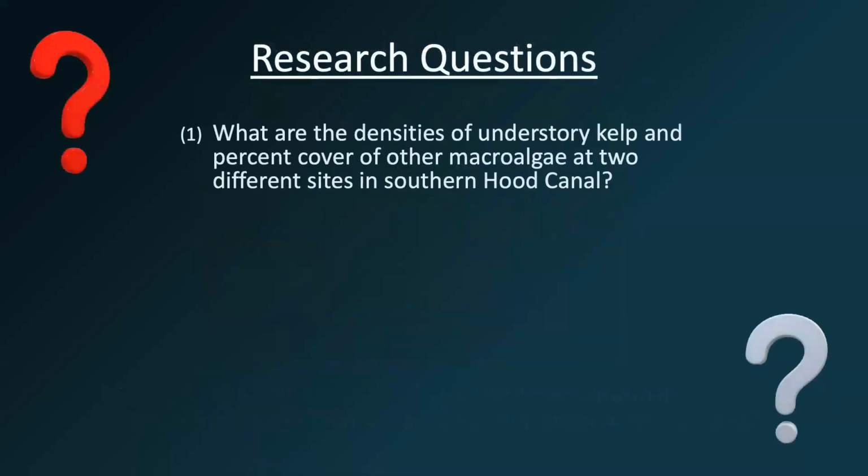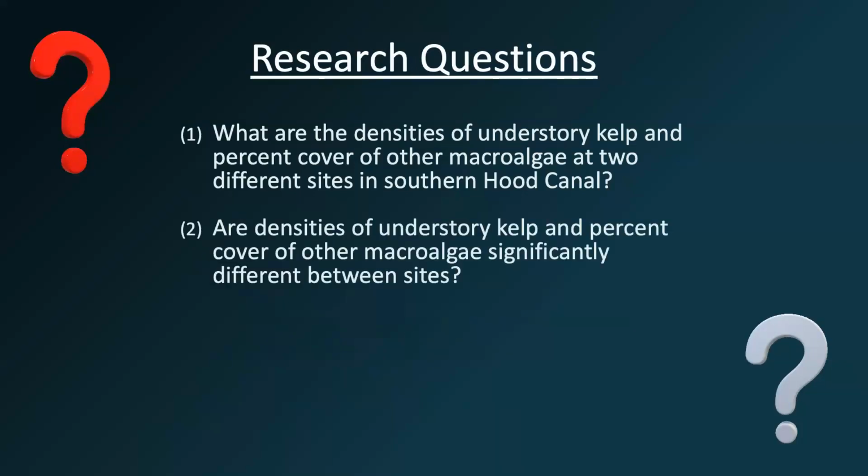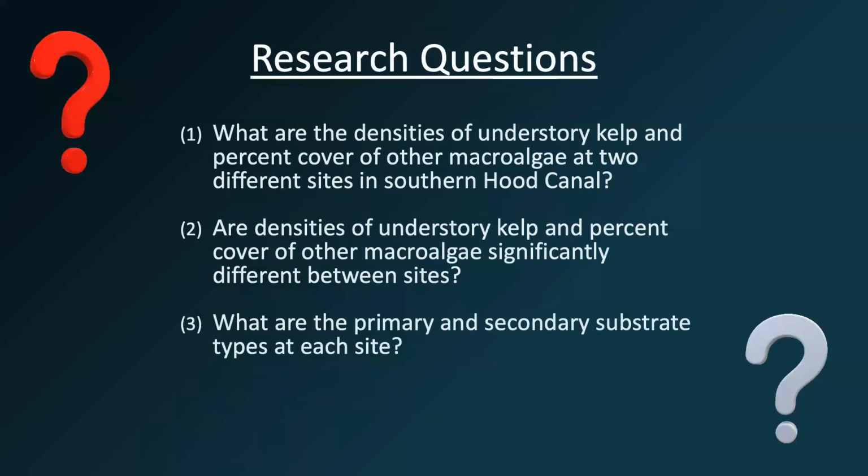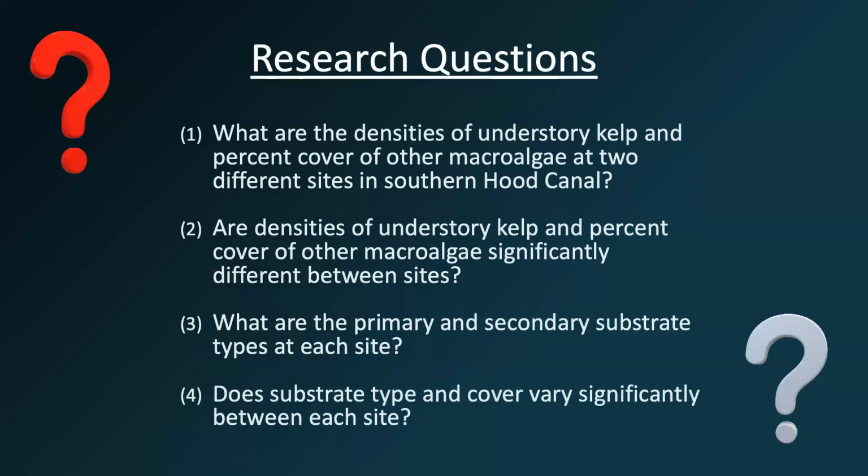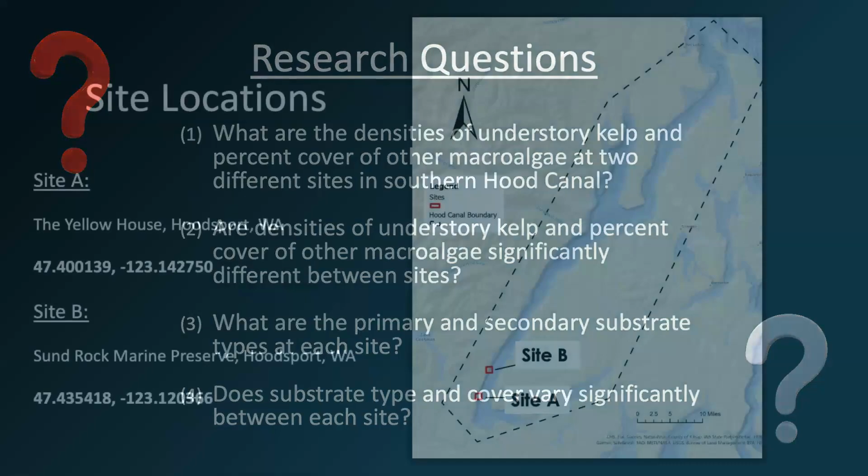To do that, I have a few research questions here. Number 1, what are the densities of understory kelp and percent cover of other macroalgae at 2 different sites in Southern Hood Canal? Are they significantly different between the 2 sites? And what are the primary and secondary substrate types at each site to better characterize the sites? And does substrate type and cover vary significantly between those sites?